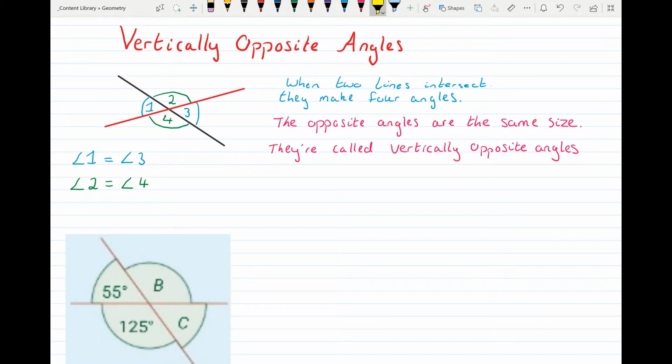And the same thing is true for the green angles, angle 2 and angle 4. They're both obtuse angles, and they'll turn out to be the same size as well. So let's examine why that is.